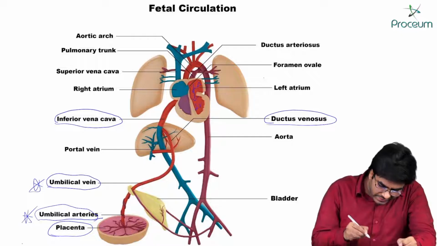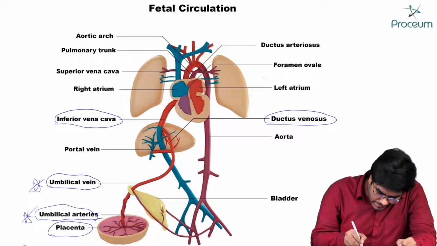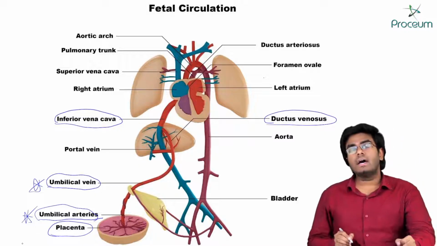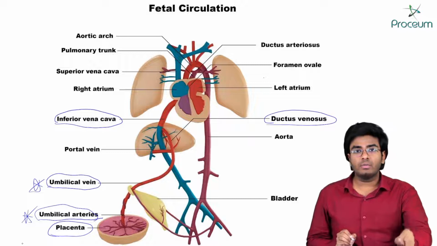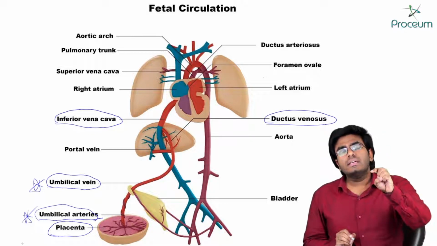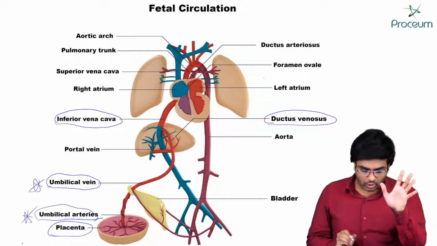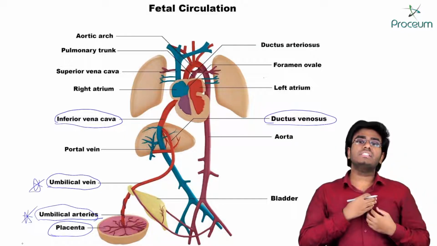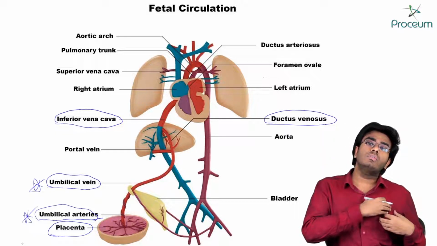Now, after saying this, let's also see a few more important points. Guys, whatever oxygenated blood is coming through the inferior vena cava to the right atria, this not only passes into the left atria. We all know that the oxygenated blood is reaching the right atria and most of it is going into the left atria.